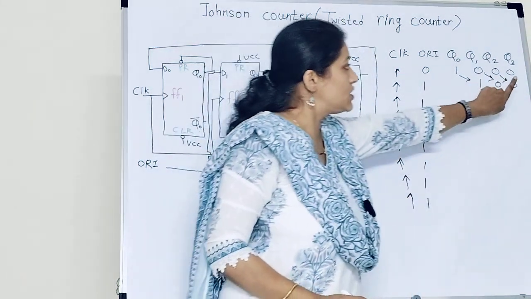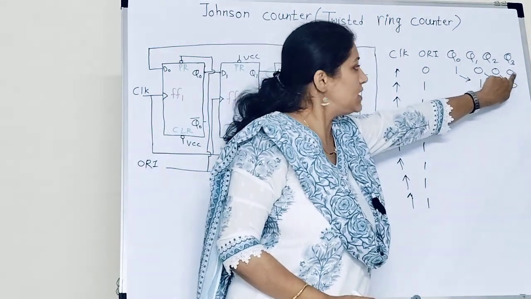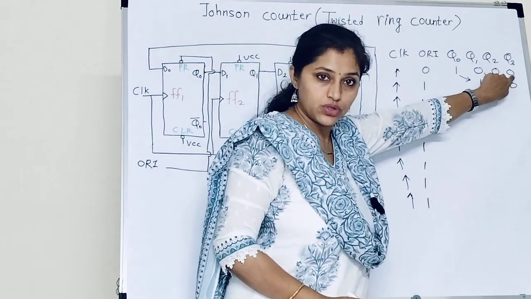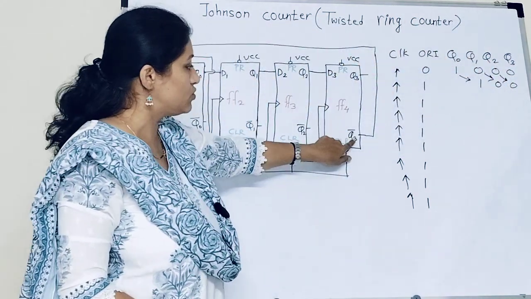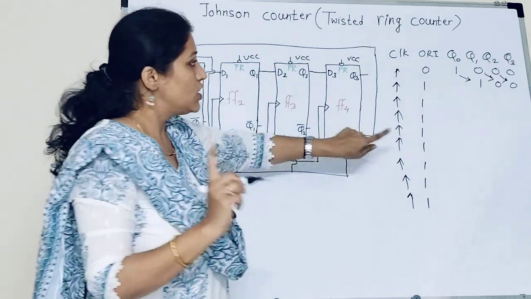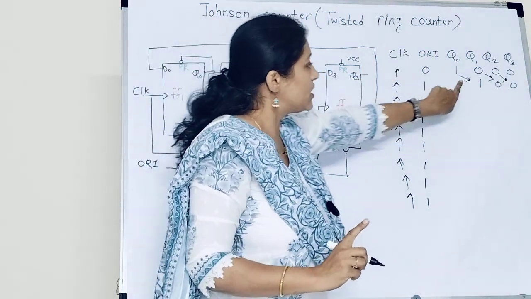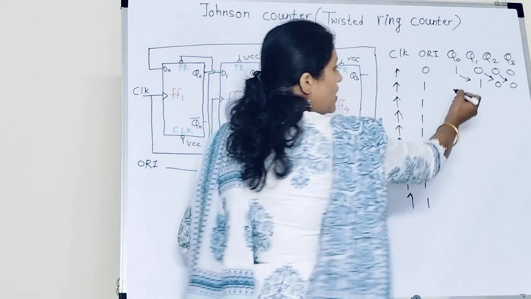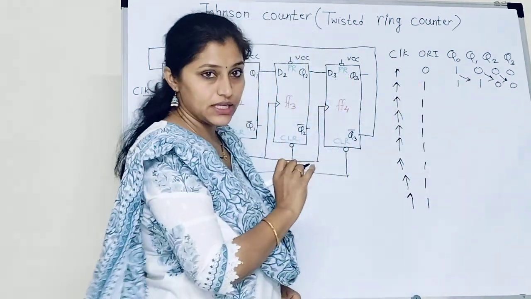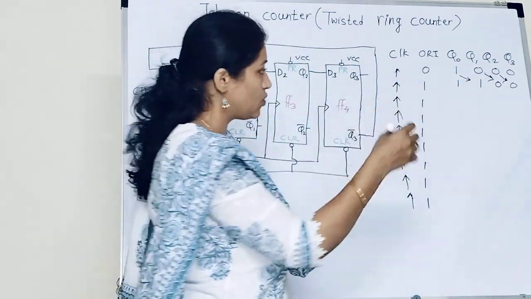Now my Q3 is what? In the present state it is 0. If Q3 is 0, it means Q3 bar must be 1. So this Q3 bar will come here, that is 1 will come here. So our next state is 1, 1, 0, 0.